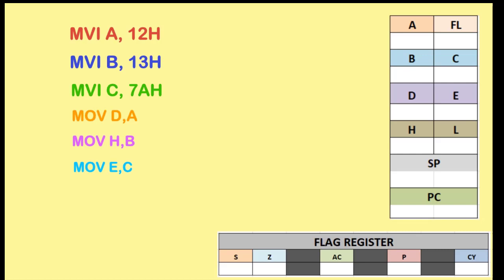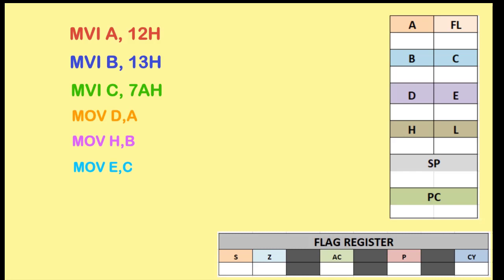In this case we are considering 6 instructions: MVI A, 12H; MVI B, 13H; MVI C, 7AH. This H means the data is hexadecimal. Then the next instructions: MOV D, A; MOV H, B; MOV E, C. Now let us see the animation and how it works. I just run the animation.